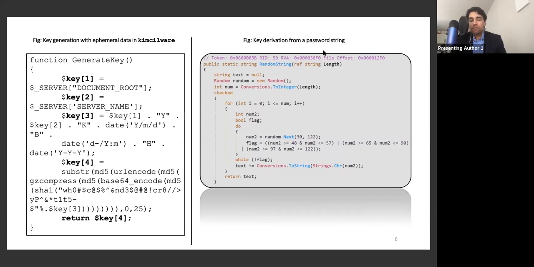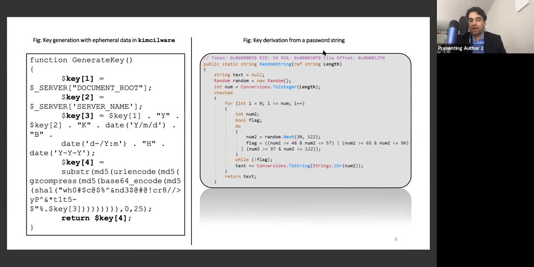So once you notice that your files have been encrypted by this ransomware, when the ransom note is shown to you, you can actually read this generate key routine and observe that key 4 is the final key that they're returning from this function. And it's constructed using key 1, 2, and 3.